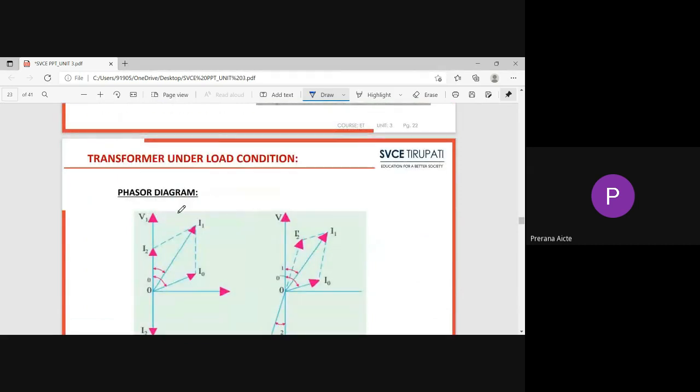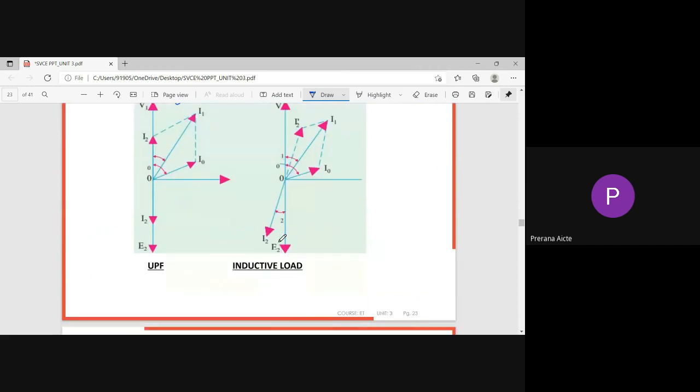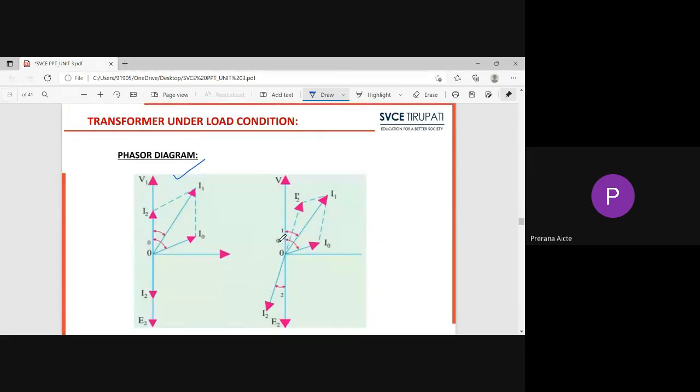See the phasor diagram. How is the phasor diagram of the transformer under loaded condition? When V1 voltage is applied, an I naught current flows. That I naught current is resolved into two components: one is I mu and the other is IW.